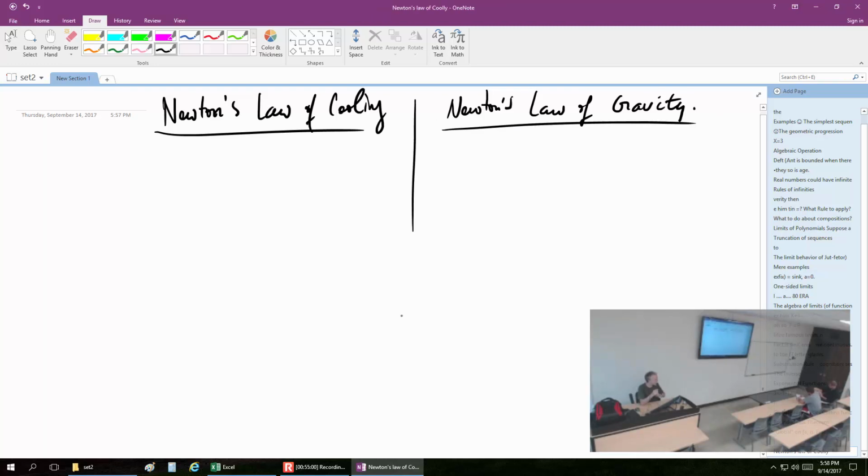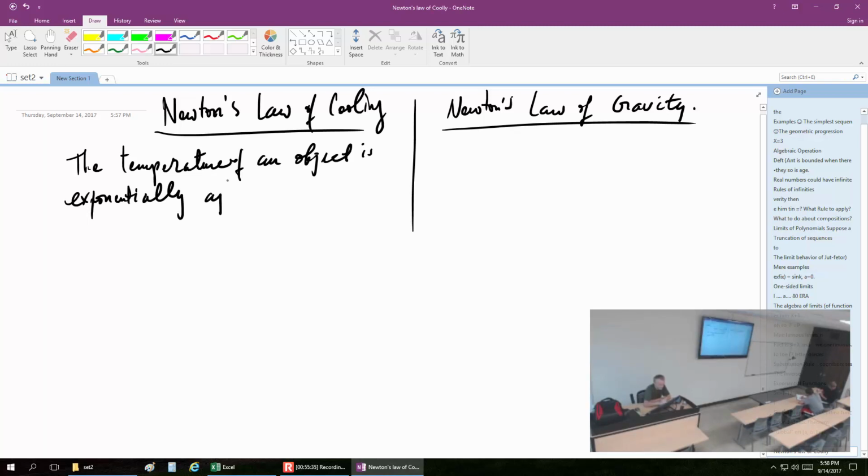So Newton's law of cooling is that he usually mostly used words, but if we put it in more familiar terms, we would say that the temperature of an object is exponentially approaching the room temperature.